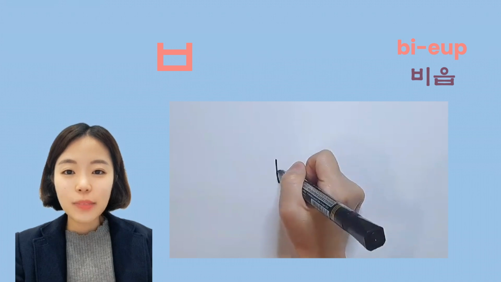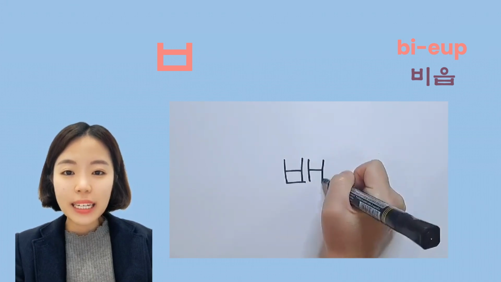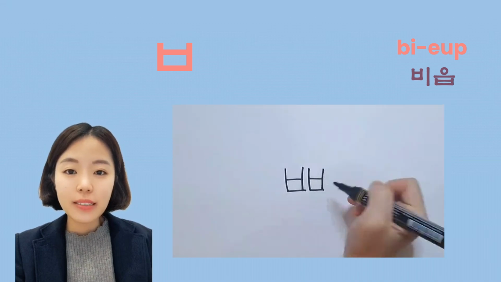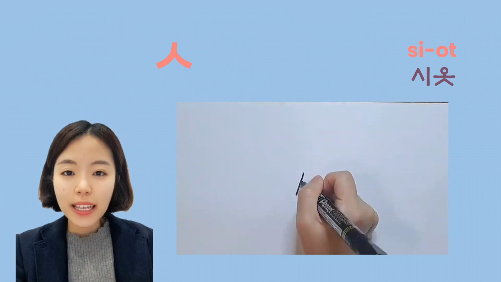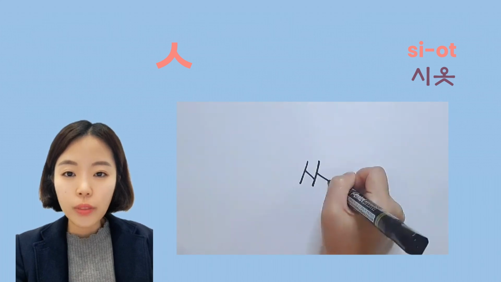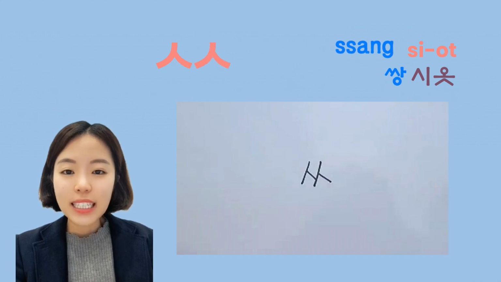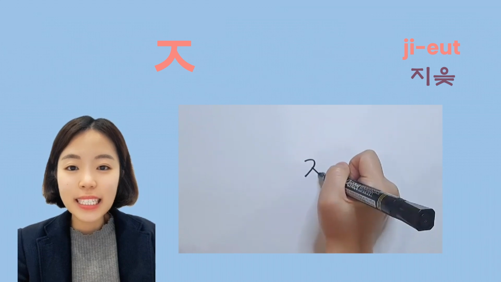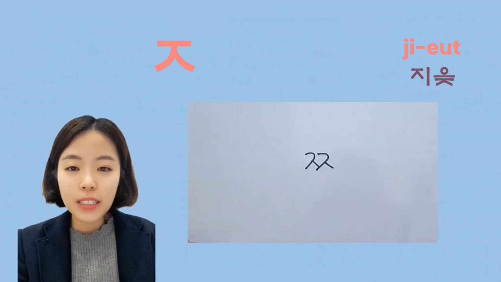Next one is 비읍. Two 비읍 becomes 쌍비읍. This alphabet is 시옷. Two 시옷 becomes 쌍시옷. The last one is 지읒. Two 지읒 becomes 쌍지읒.